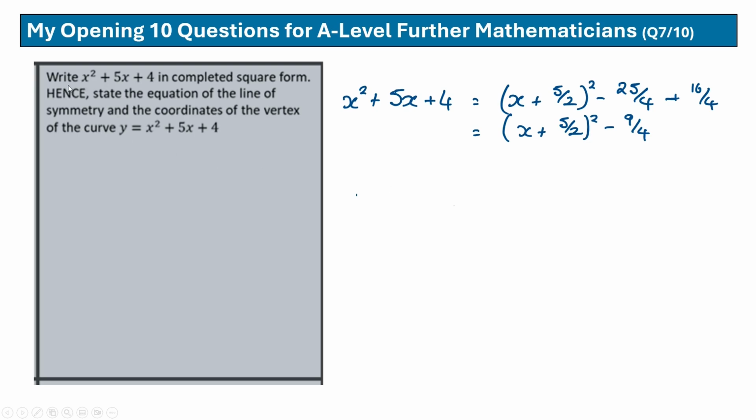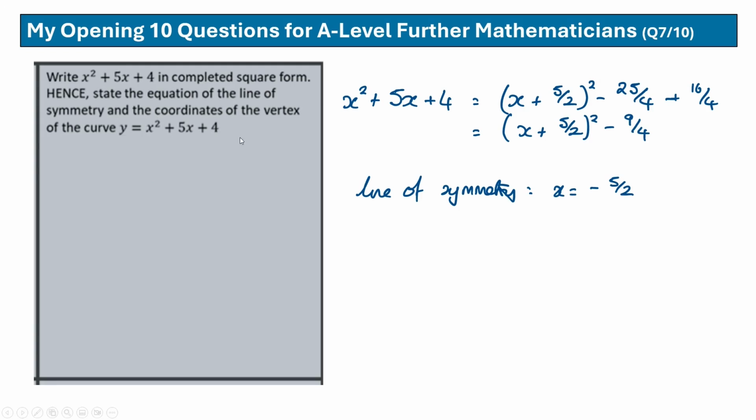Right, so let's be careful. What does it want me to do? So write in completed the square form. I've done that. Hence. Now, hence is maths code for you must use your previous answer. You can't differentiate, or you can't do different techniques you've learned. You have to use your previous answer convincingly. Now, the line of symmetry is the x value which represents the minimum. In other words, it's going to be minus 5 over 2. So my line of symmetry is indeed x equals minus 5 over 2.